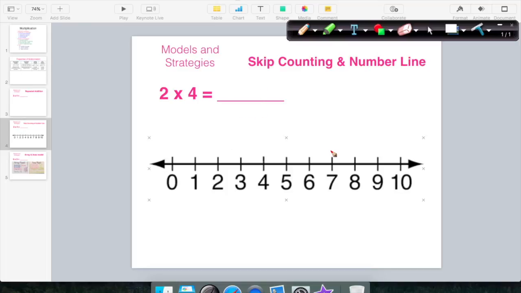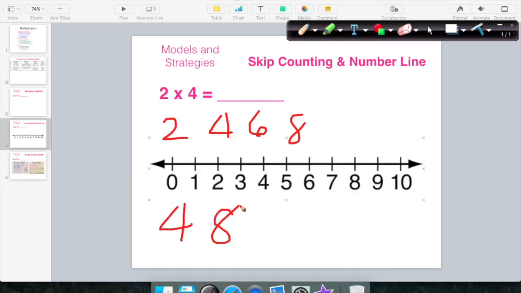If you don't want to use a number line, you can skip count. In this case, you just have to skip count 2 four times. That's 2, 4, 6, 8. Or you can skip count 4 two times. 4, 8. Now skip counting is actually very helpful. If you know how to skip count by 1, 2, 3, 4, 5 to 10, then you should be able to do multiplication fast or easy.